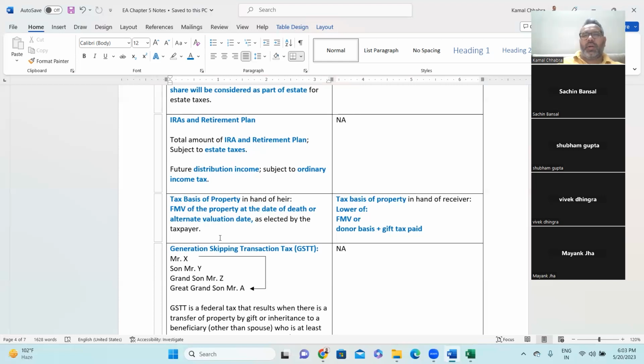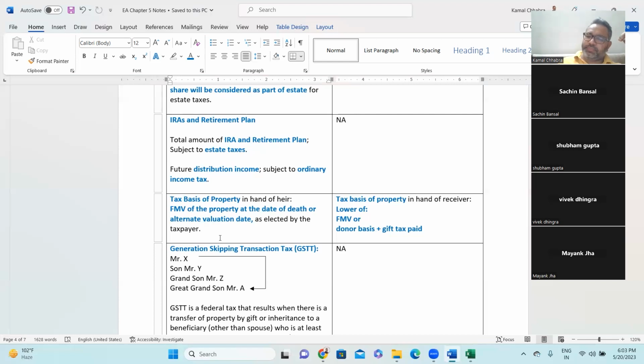But later on, when the individual who is receiving that IRA amount or retirement benefit plan, in future, if he or she gets interest or dividend or any distribution, that interest, dividend or distribution would be considered ordinary income and would be taxable under the Income Tax Act. Make sense?